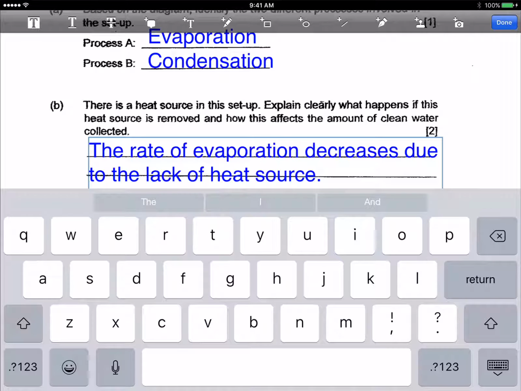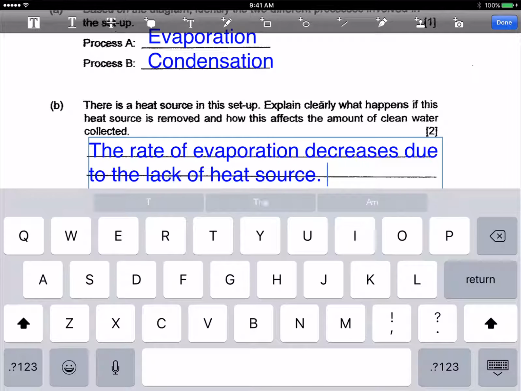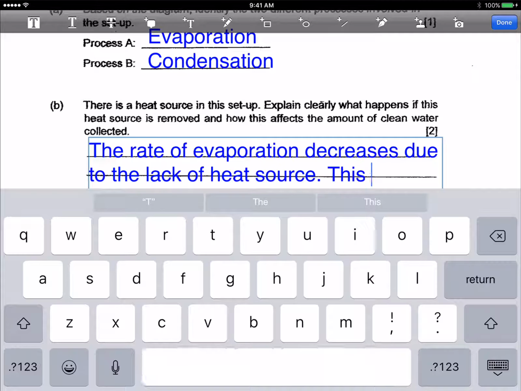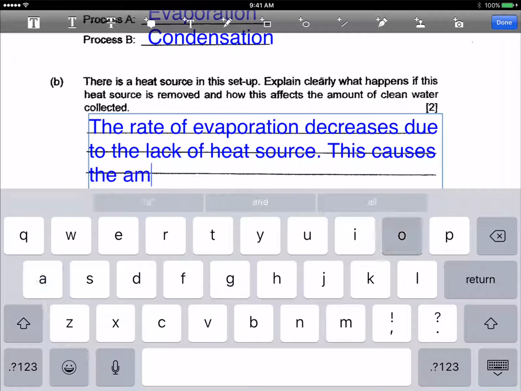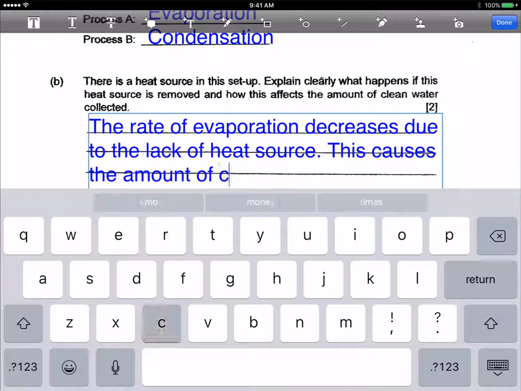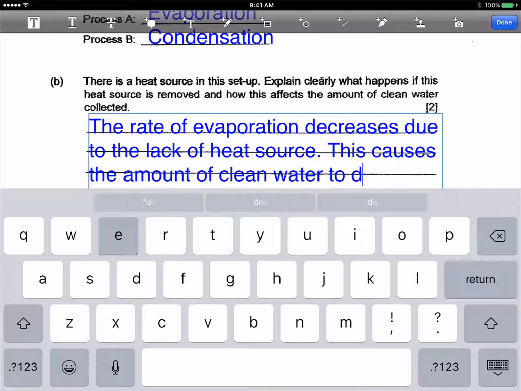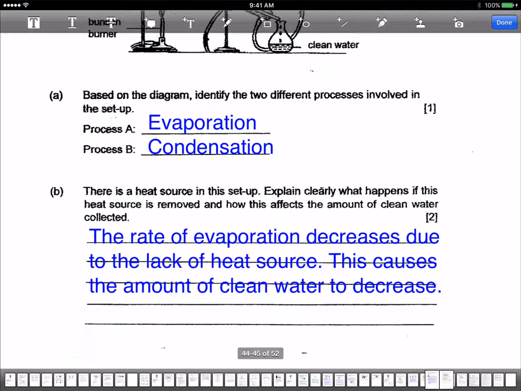Okay, so what happens to the amount of clean water? Will it decrease or increase? Decrease, right? Alright, this causes the amount of clean water to decrease. Okay? Wow, that's so short.